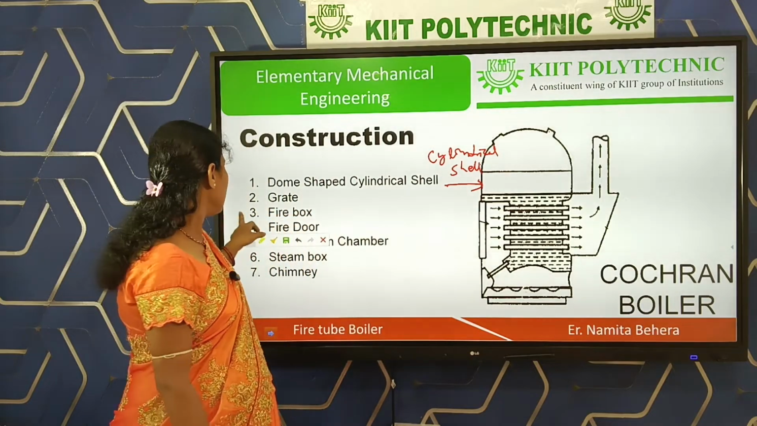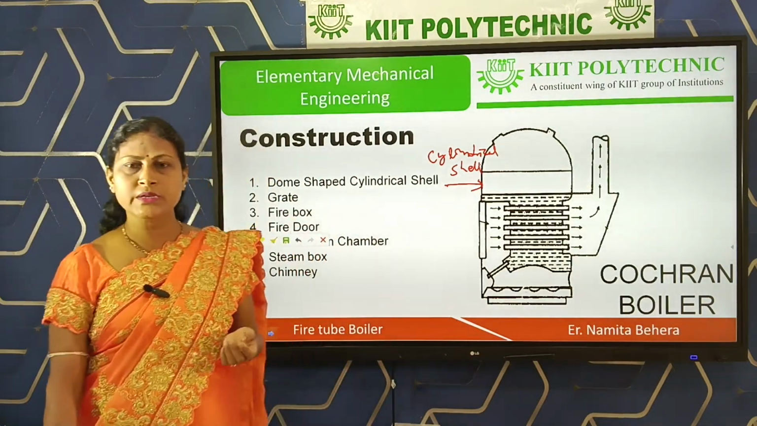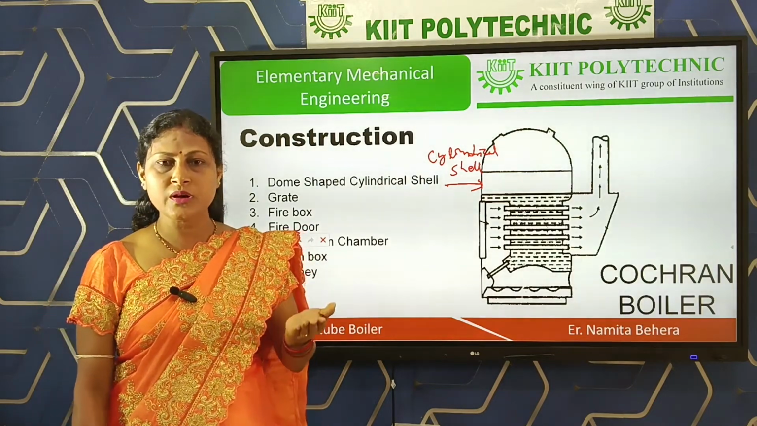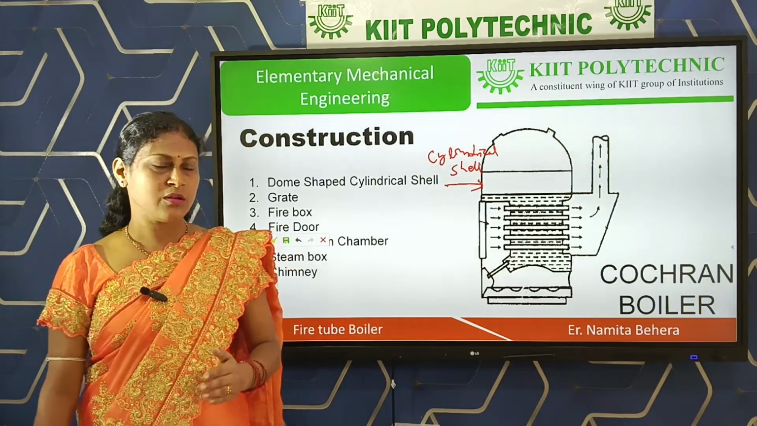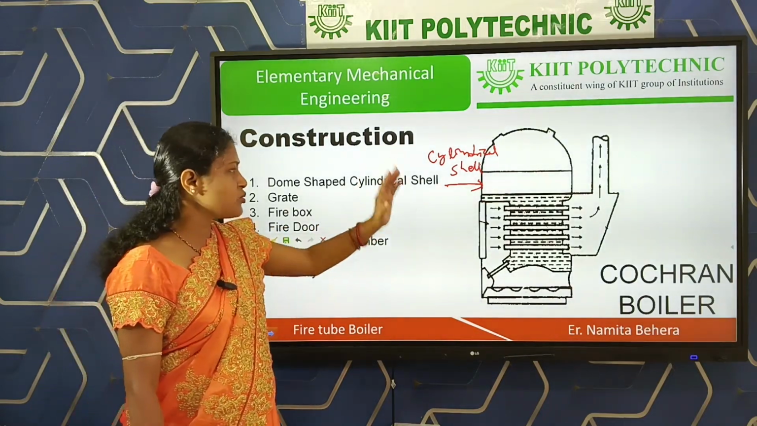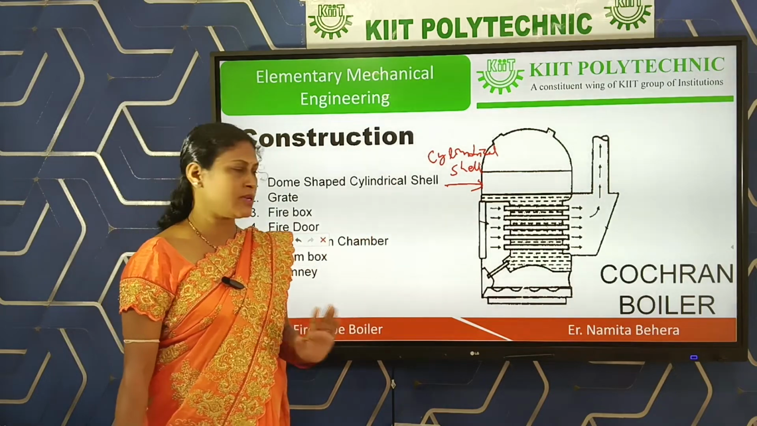It is a dome shaped cylindrical shell. Why is it a dome shaped cylindrical shell? Because it gives the maximum strength to withstand the pressure of the steam inside the boiler. So it gives the maximum strength to withstand the steam pressure. So it is called a cylindrical shell.